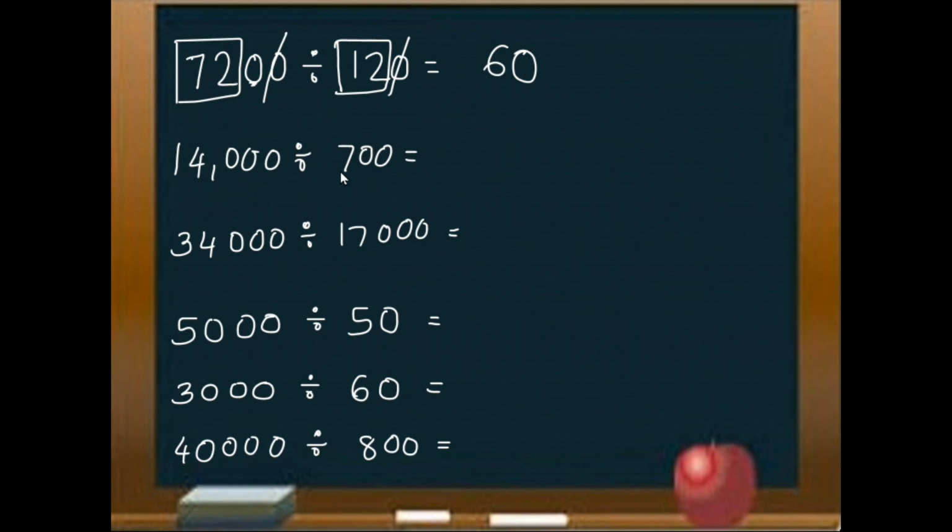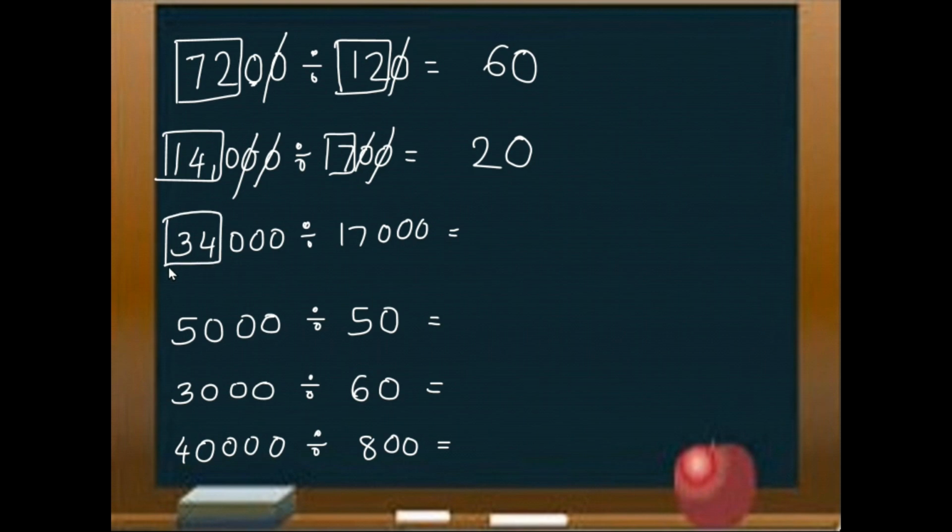Same here, 14,000 divided by 7, if I focus on the non-zero part, I have 14 divided by 7, which is 2. 2 zeros from here, I'll cross out with 2 zeros from here, and I'm left with 1 0 which I'll add here. Again, focus on the non-zero part, so 34 divided by 17 is again a 2. I have 3 zeros here, 3 zeros here which I can cross out completely, so there are no zeros in the answer.